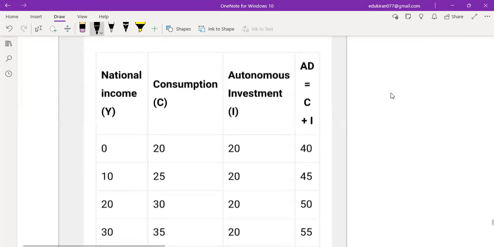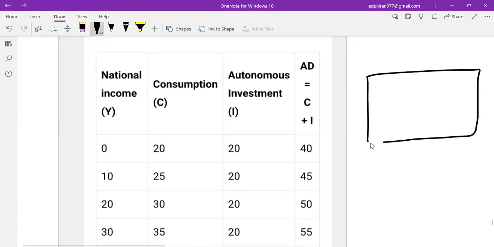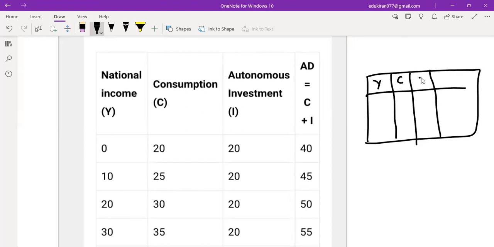Now, how do you draw the table? You will draw this, because you cannot just take a screenshot for this. This is national income, this is your consumption, this is your autonomous investment, and this is your AD. When national income is 0, of course you will consume something, 20. And this is the investment, so it became 40. Then when your income increases, you will increase your consumption to 25, but your investment will always remain the same because it is autonomous.